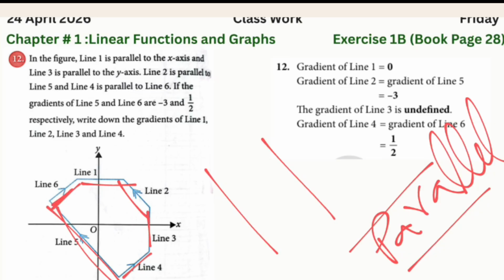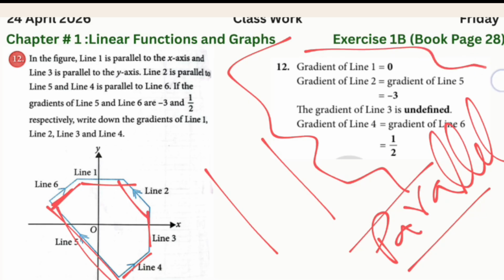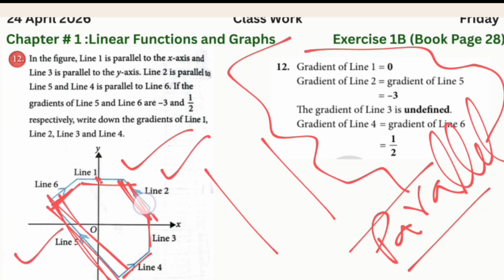How do we have to solve it? Here is the solution. We just need to find out the gradient of line 1. So what is the gradient of line 1? It's 0, right? It's because it is lying on the point 0. The gradient of line 2 is equal to the gradient of line 5, because these both are parallel to each other.